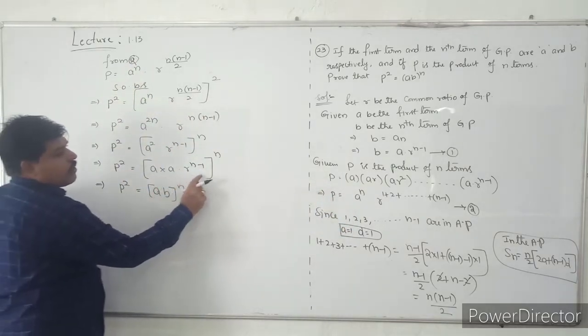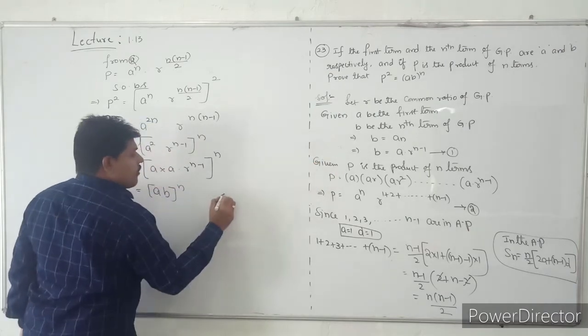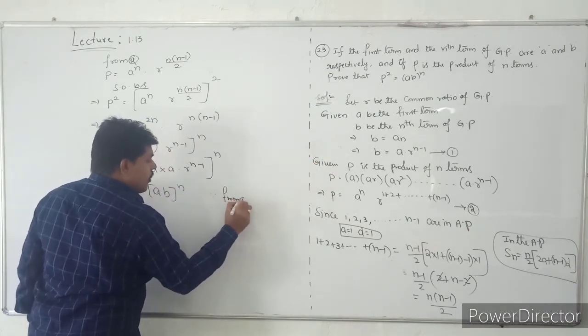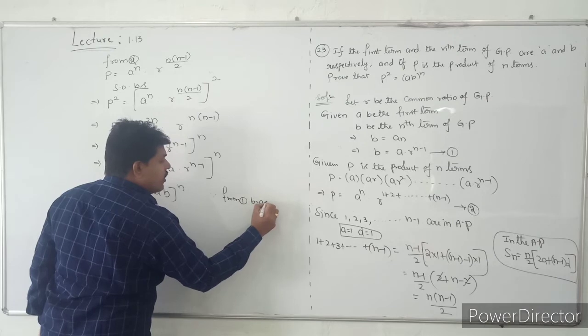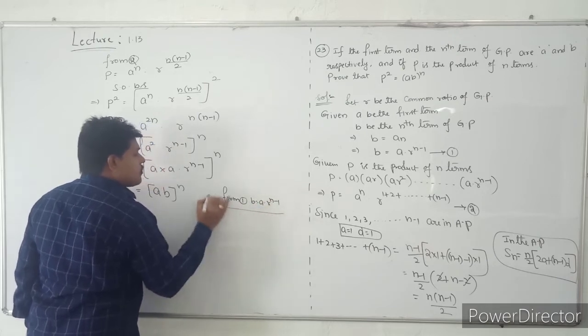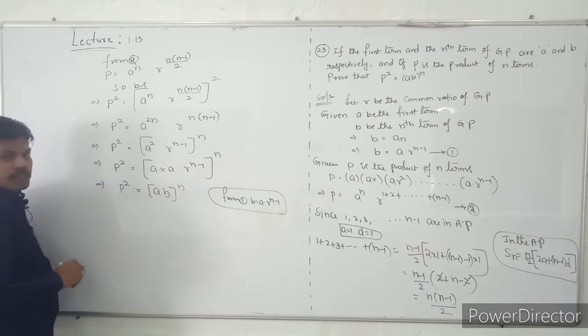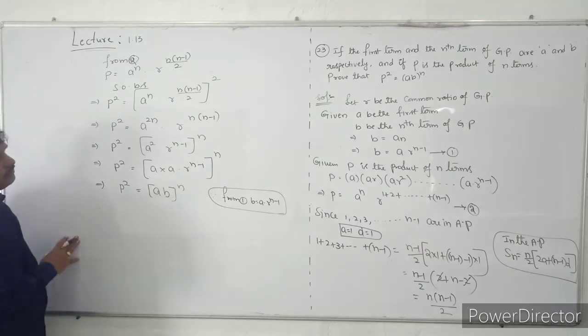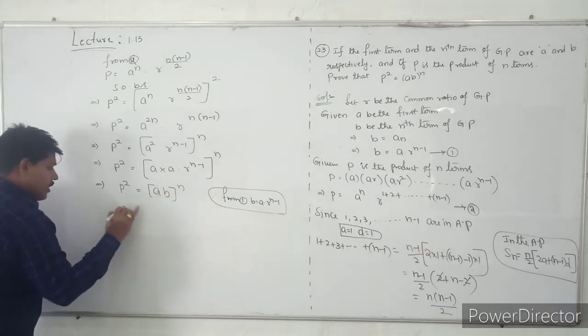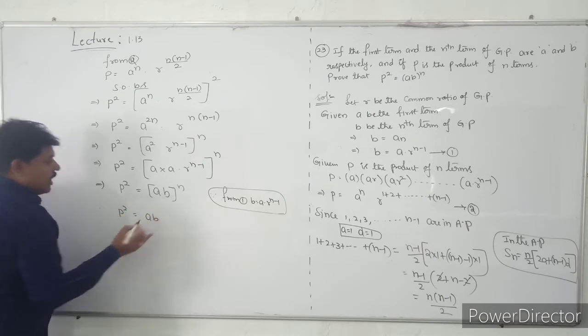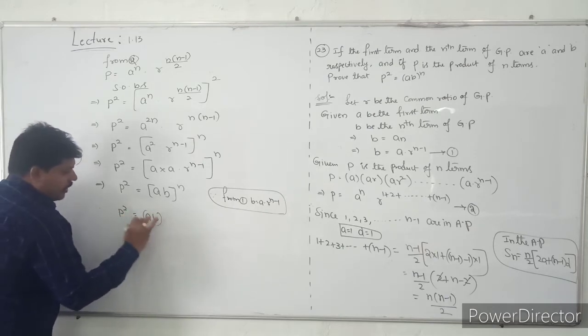So here a into r power n minus 1 value is from 1, b is equal to a into r power n minus 1. So b value is a into r power n minus 1. Just replace the value. Therefore p square is equal to (ab) whole power n.